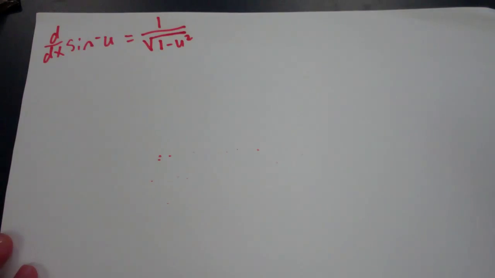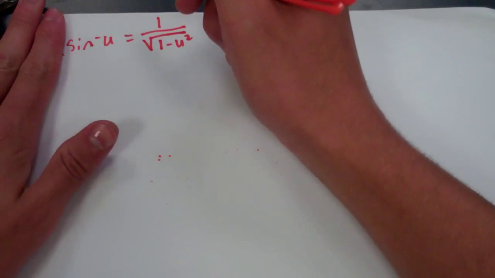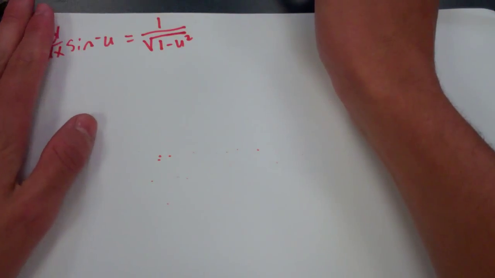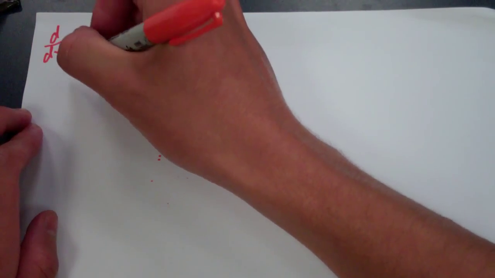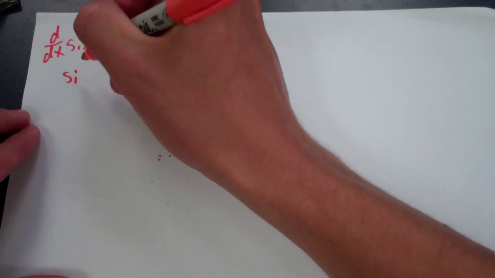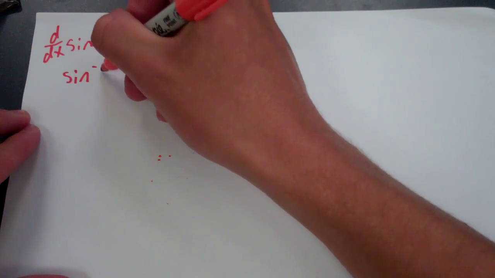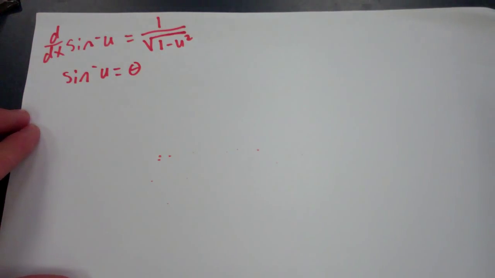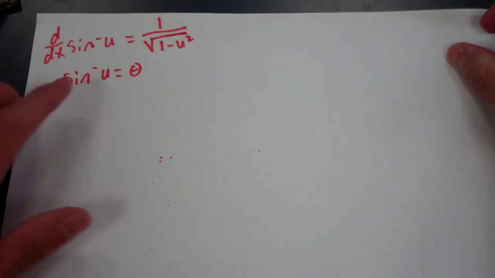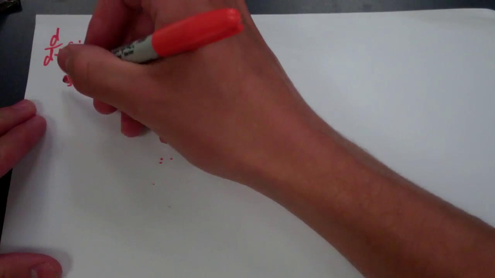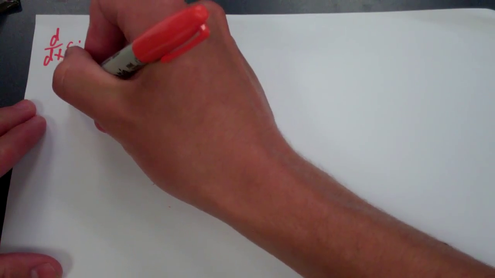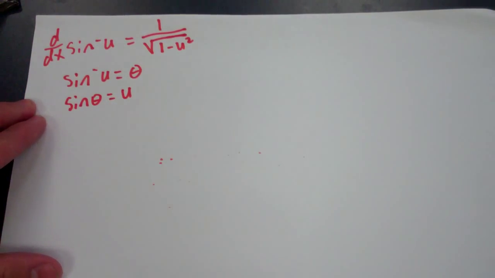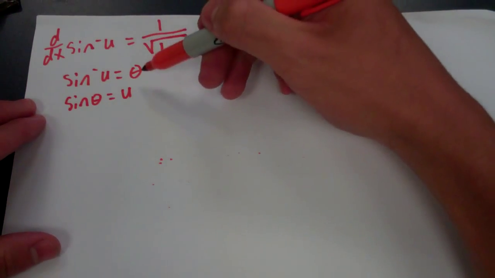Now let's take a closer look here, let's just look at this part of it. Let's say sine inverse u is equal to an angle. Okay? So sine inverse u is equal to an angle. Well, we can also write this as sine of an angle is equal to u. That's the same thing as stating it like this.